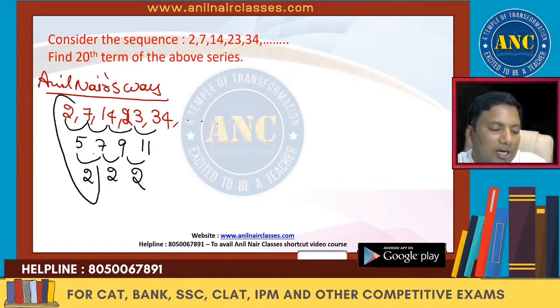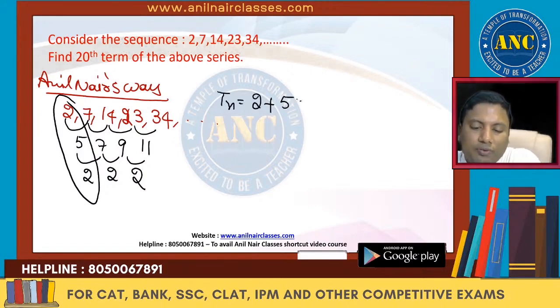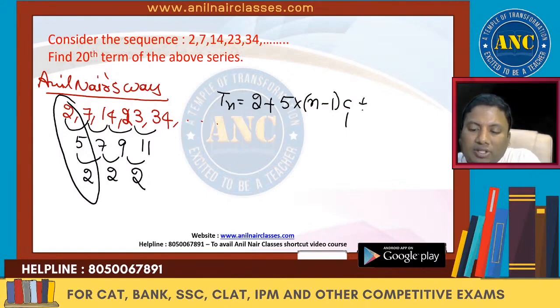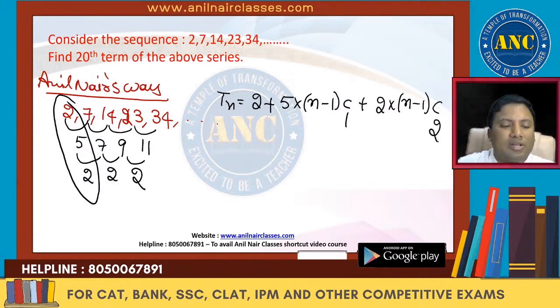Only concentrate on the leftmost terms. Tn is A plus, A is the first term, 2, plus 5 into n minus 1 C1. Are you all with me? If it is constant only in the first step, it is A plus n minus 1 into D. Here, plus 2 into n minus 1 C2. Let us see whether we are getting the answer.